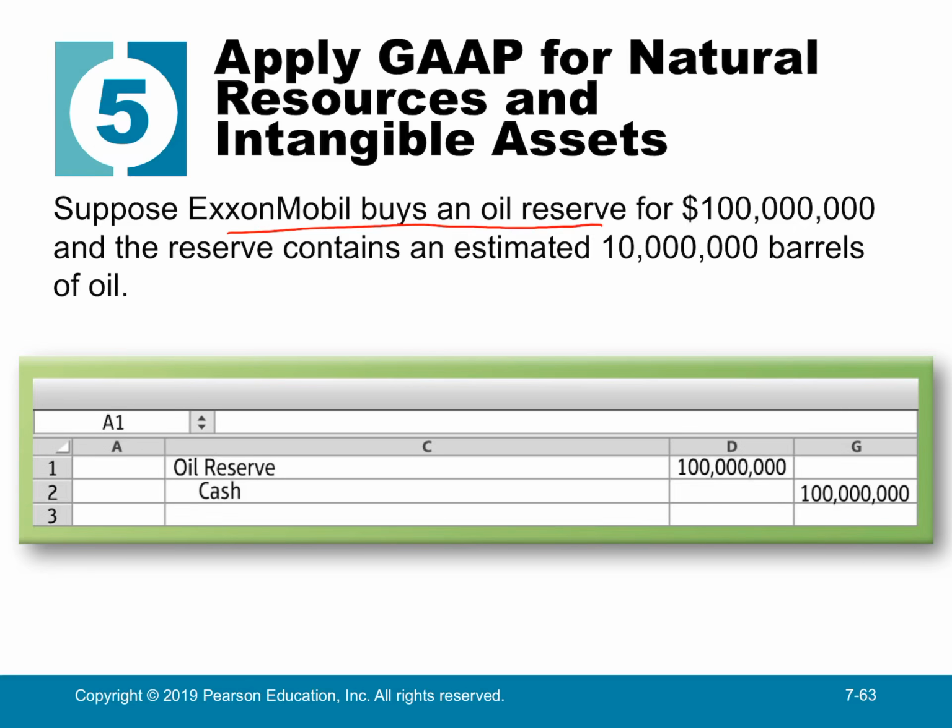So if ExxonMobil buys an oil field, oil reserve, for $100 million, and their engineers estimate that there are 10 million barrels of oil in there, right? So first, what's the journal entry? Very straightforward. They bought an asset, oil reserve, they paid cash for it. Debit asset, 100 million. We assume all the costs are included in there. Credit cash, 100 million.